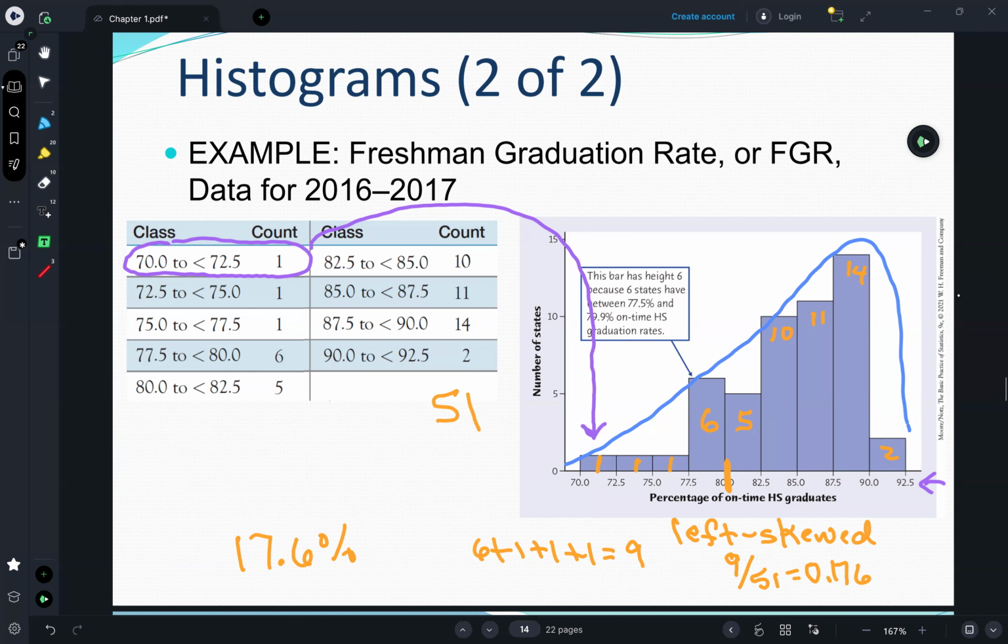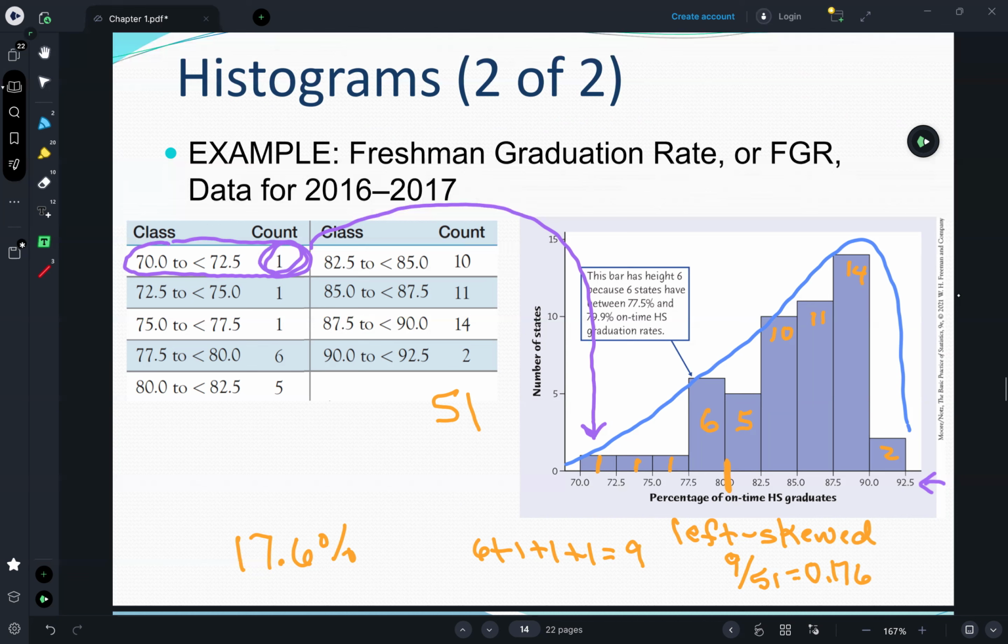So that is one way to know for sure you're dealing with a histogram: there are no spaces between the bars, because it's a continuous number line. For our first class, we have 70.0 to 72.5, and I've circled here, we have 1 state. So this is the number of states. That's the vertical, the height of those classes or bins, corresponding to, on the horizontal, the percentage of on-time high school graduates.